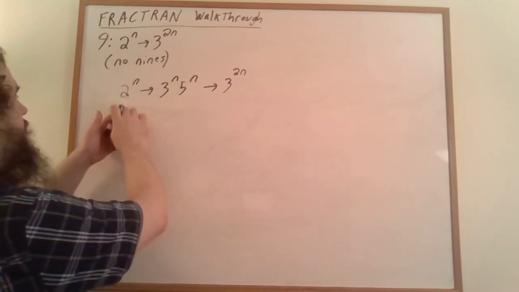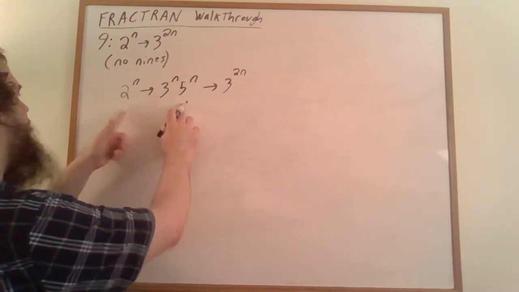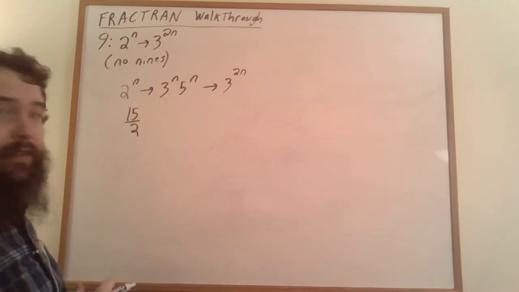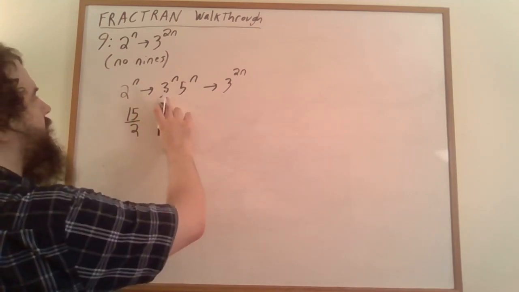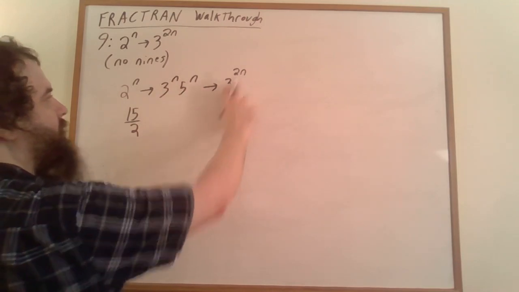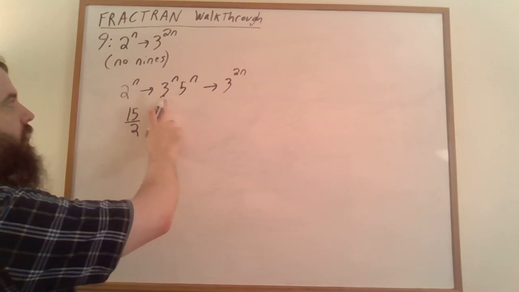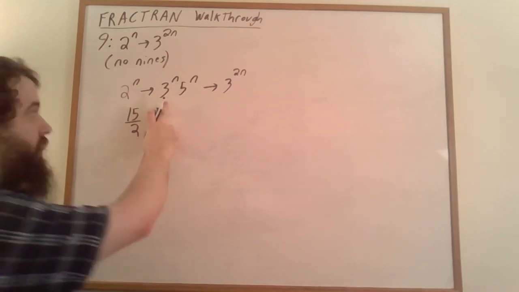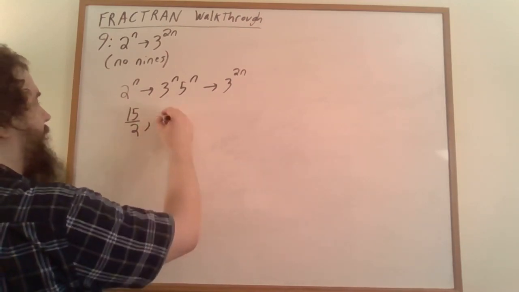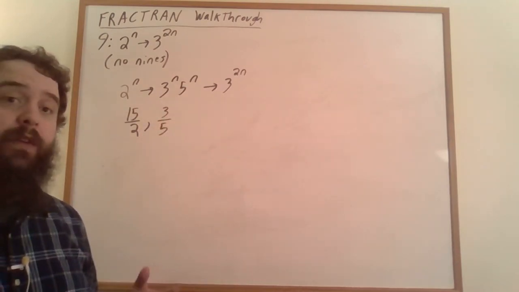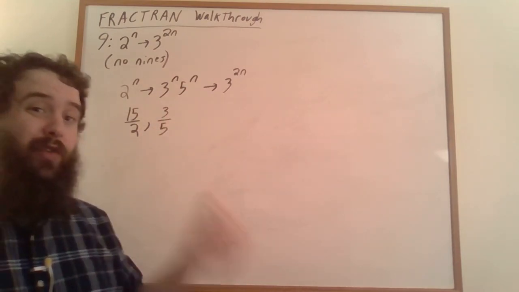In order to turn 2 to the n into 3 to the n, 5 to the n, we had 15 halves, no 9s there. And then in order to turn 3 to the n, 5 to the n into 3 to the 2n, we're trying to move counters from the 5's register to the 3's register. And to do that, we just have 3/5.